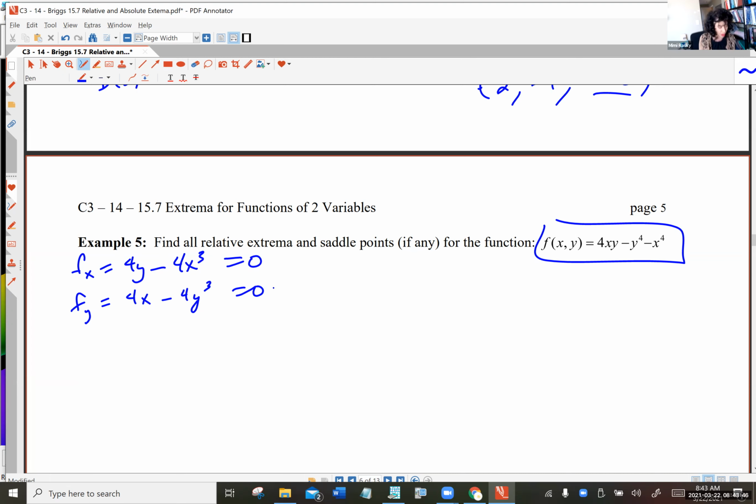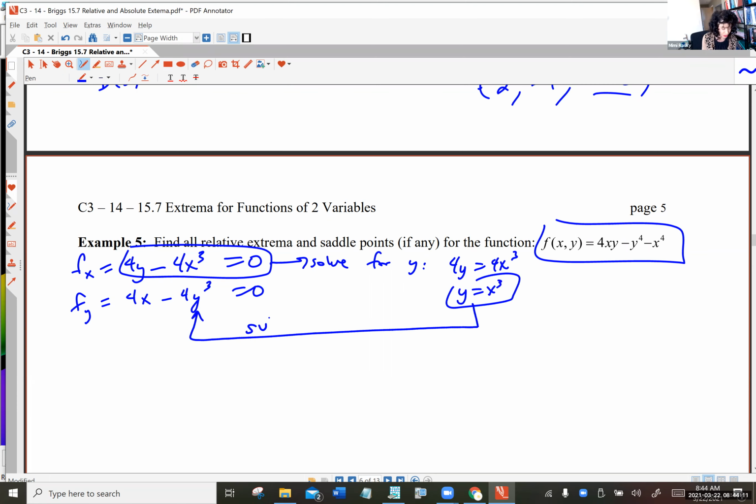So then what? Well, pick which of these equations you want to solve for one of the variables and stick it in the other. And it doesn't matter because they're both equally weird. How about for the first equation, I'm going to solve it for y. So if I add x cubed to both sides and then divide both sides by 4, I get y equals x cubed. Great. And then what? I'm going to substitute that into the other equation. And that's why they call this the substitution method.